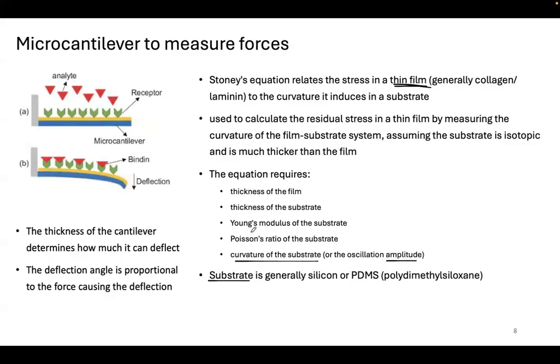So, the thickness of the film, the thickness of the substrate, and a few more properties of the substrate. So that's your cantilever. And finally, how much did that cantilever deflect? That will finally tell you the stress, which we'll just relate to the force for now, that is being generated by your cells. So in theory, this sounds good.